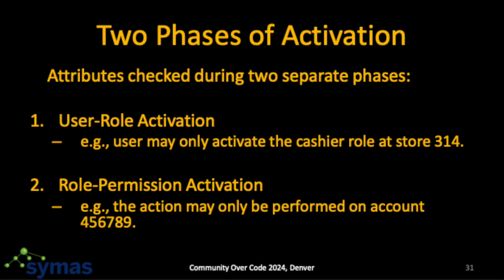And then there's another possibility on the role or permission activation. With the user role activation, we can say something like, hey, that user can only activate the cashier role at store 314. We don't have to have a cashier 314 role. We can just have a cashier role and then introduce a constraint for store 314. That sounds like the same, but it's a little different. We'll get to that in a second. There's another opportunity in that role and permission activation phase, and that is to say, hey, this action can only be performed on an account with this number.